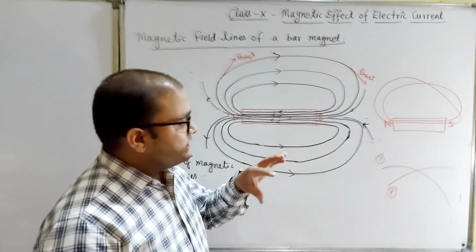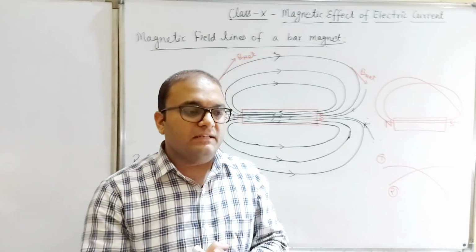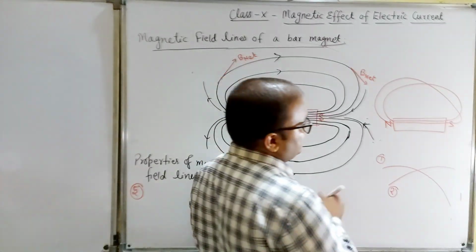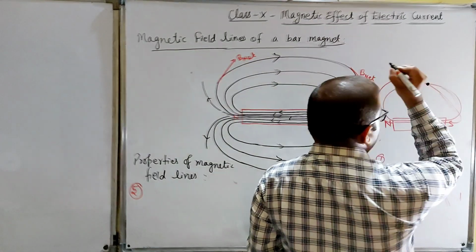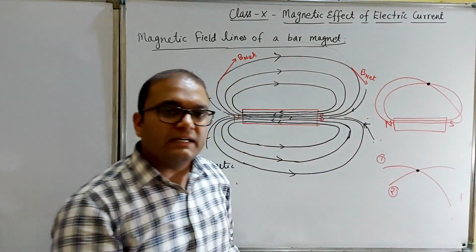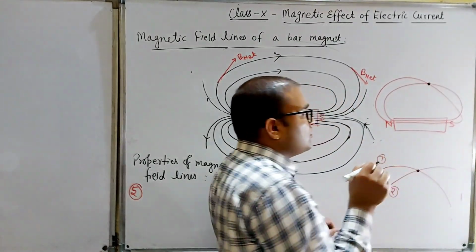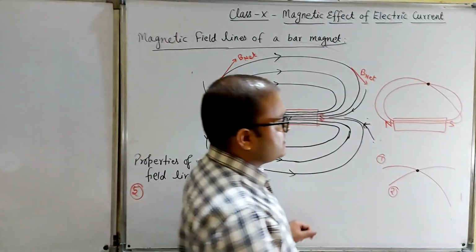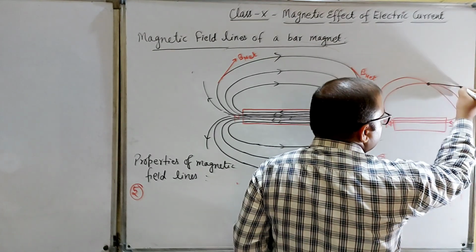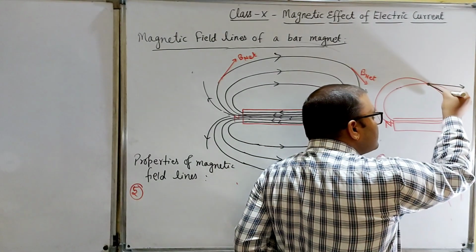I told you that if we draw the tangent at any point on a magnetic field line, then it represents the direction of the net magnetic field. So what will happen at the intersection point? This is the point of intersection. At the point of intersection, we can draw two tangents. How? Please see here. For this magnetic field line, the tangent will be like this. For this magnetic field line, the tangent will be like this.